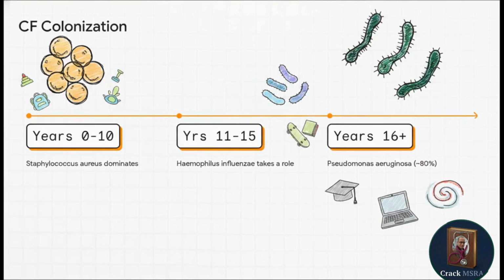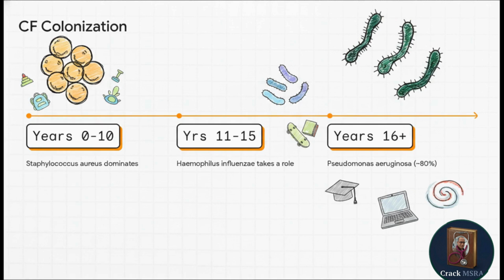Cystic fibrosis is a massively tested area, but here's the catch. The causative organism for a chest infection completely depends on one single variable, the patient's age. It's a chronological shift. In childhood, so ages 0 to 10, the airways are pretty much dominated by Staphylococcus aureus.